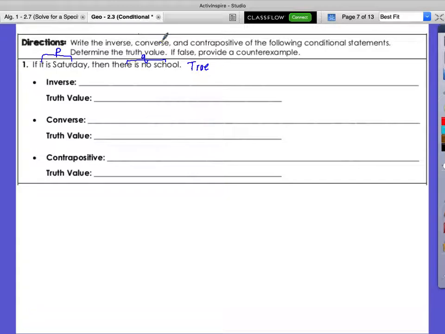The inverse, we said the inverse is doing what to it? Negating. So that's not P, arrow, not Q. I suggest writing this down, because the more we write it, the more we're going to remember it. Writing things does help your memory.